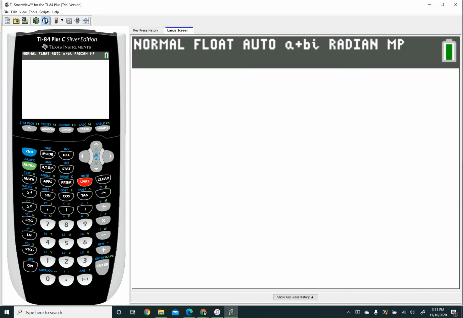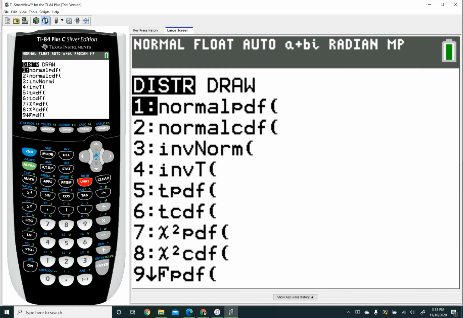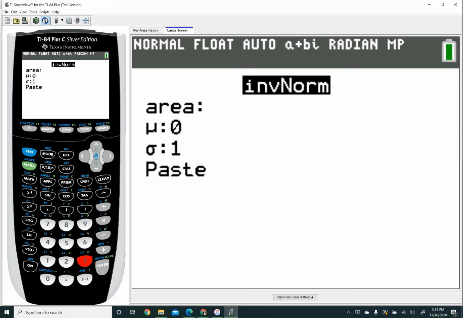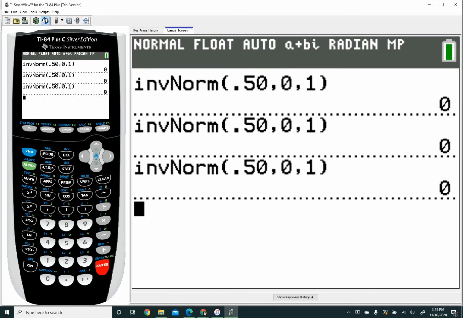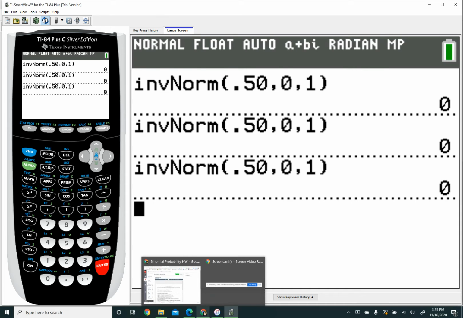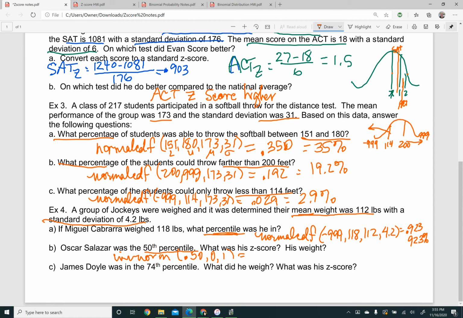So if I do the inverse norm right here, number 3, the area, that's telling me what percentage I want. I want the 50th percentile. And this is a mean of 0 and a standard deviation of 1. That'll give me just z-scores here. And it says that my z is 0. Well, does that make sense? Let's think about this.